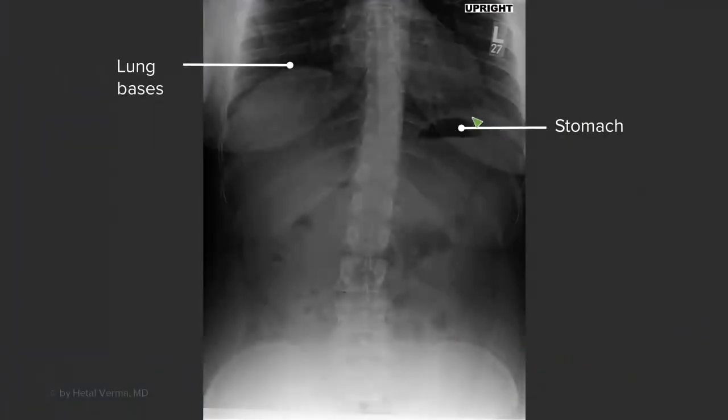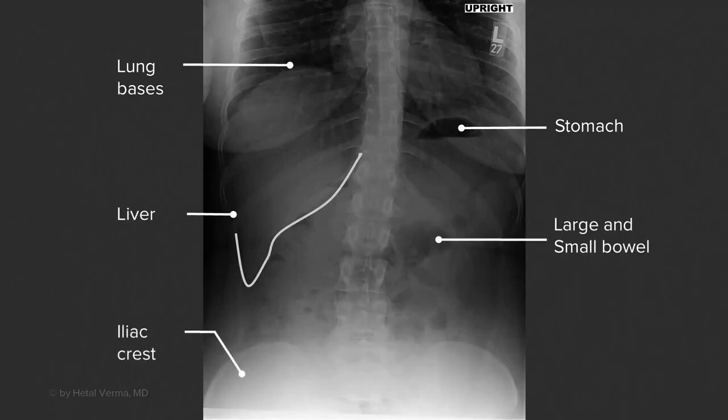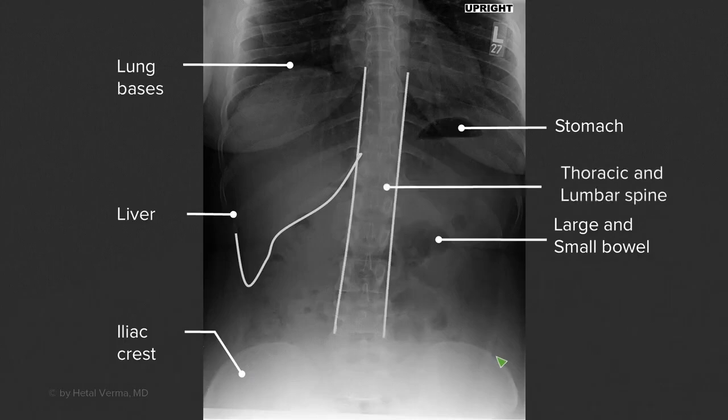In the left upper abdomen, you can see the stomach bubble. It usually has a little bit of air, and then it has an air fluid level, which is again normal. You can see the outline of the liver, primarily encompassing the right upper abdomen, and then you can see air within the large and small bowel. In terms of bony structures, you can take a look at the iliac crests, which really should be included on every abdominal radiograph. And you can see the thoracic and lumbar spines.